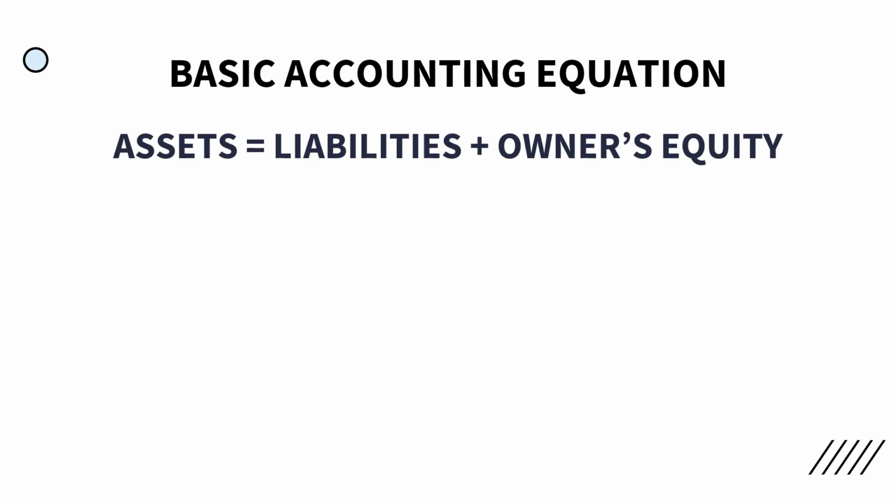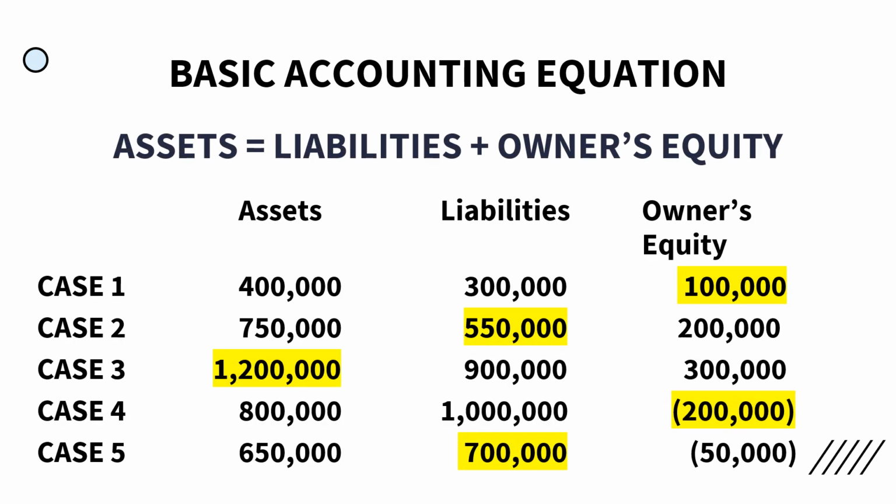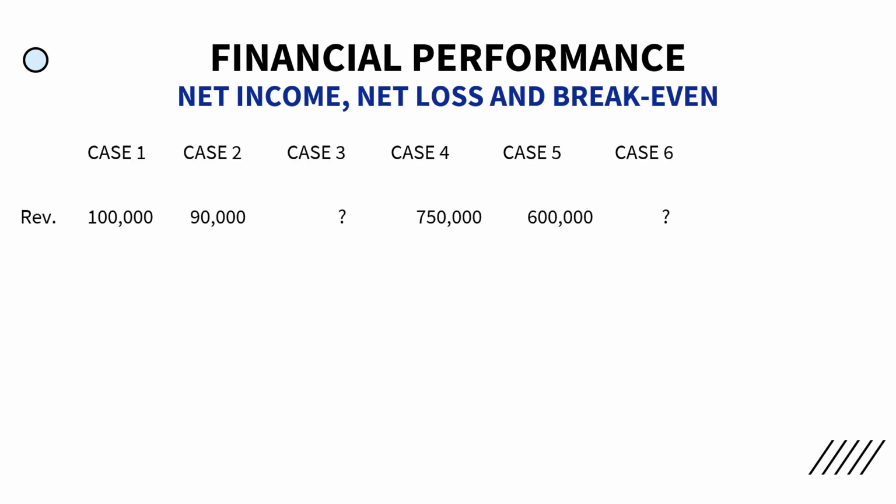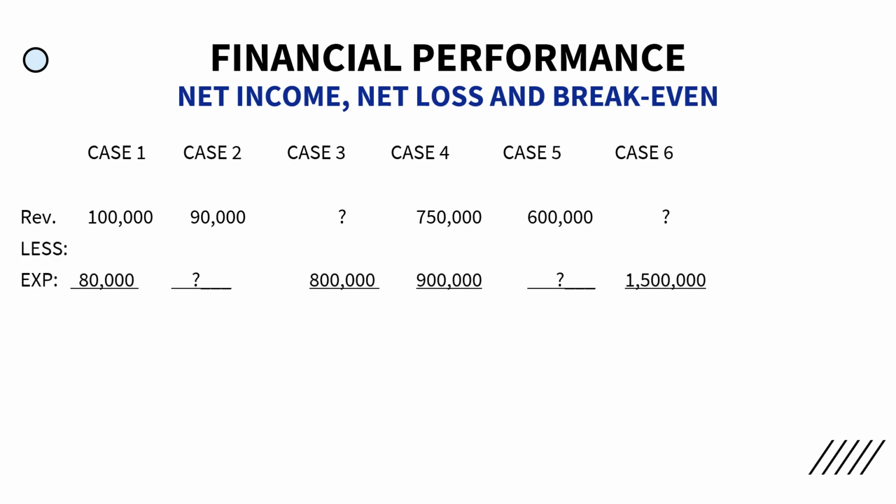So this slide here is the answer to the problem we showed in the previous slide. Next is on financial performance, which is actually presented in the income statement. So the results of operations are net income, net loss, and break even. So case 1 to 6, we have here the formula revenues less expenses is equal to net income, net loss, or break even. So for case 1, revenue of 100,000, expenses of 80,000.